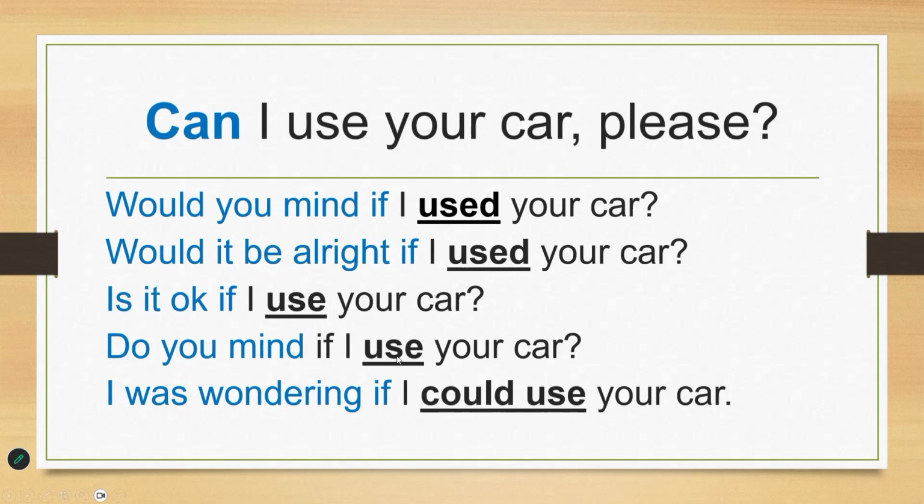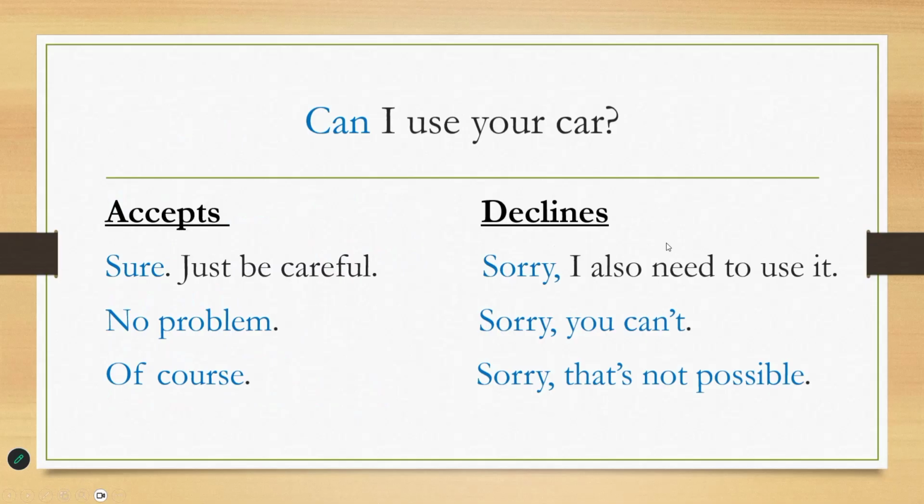Now I will tell you how to respond, to accept it and decline. For example, when we make requests with can, that we call modals, can is a modal, or we can call it a modal verb. Can I use your car? We can say, "Can I use your car, please?" All right. If you want to say okay, accept. Decline means you're not okay, you cannot allow somebody to use it. So you say, sure, no problem, of course. Or just say, sure, just be careful. You can add more things that you want to express, it's up to you.